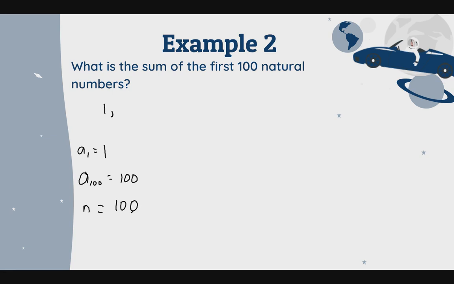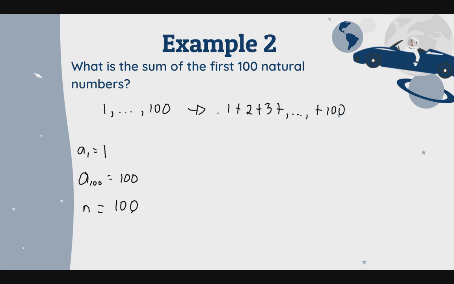So the sequence will look like this. And when you put it in an arithmetic series form, it will look like this: 1 plus 2 plus 3 plus so on plus 100.